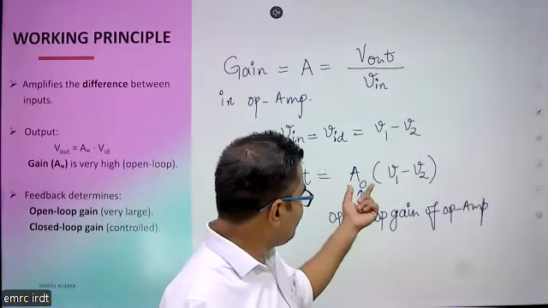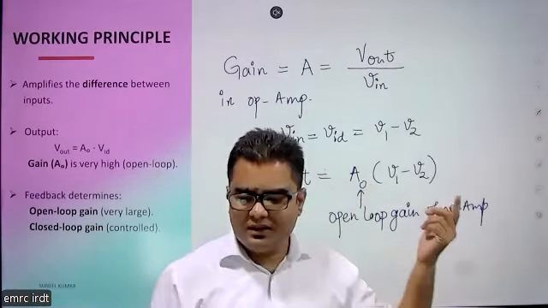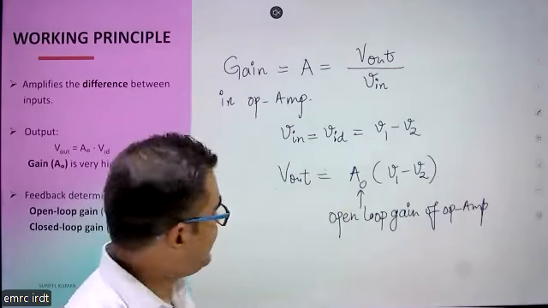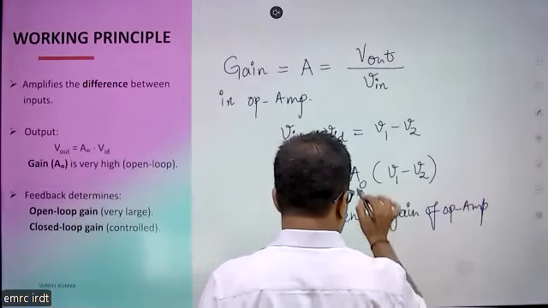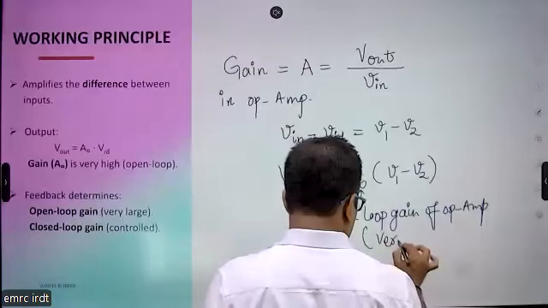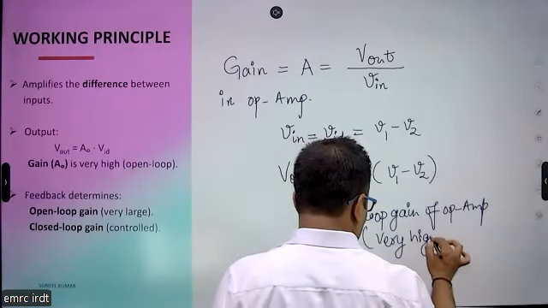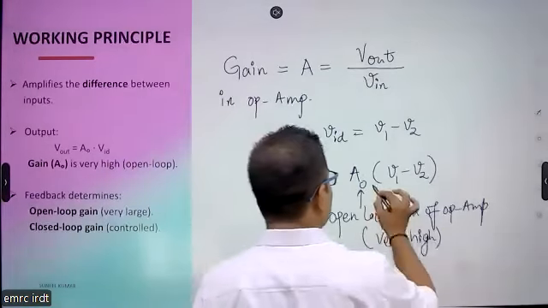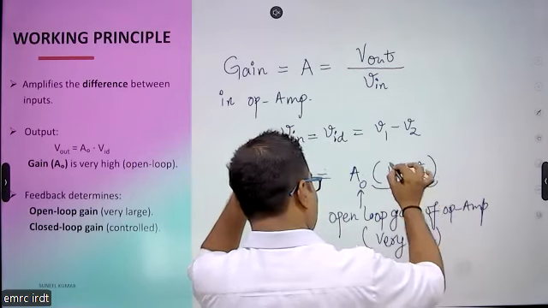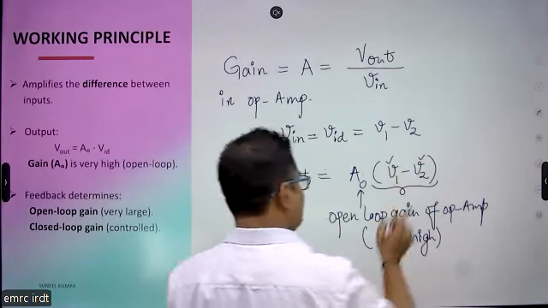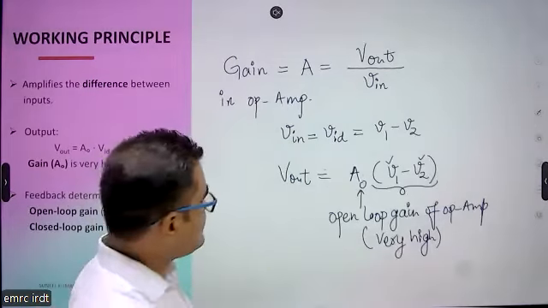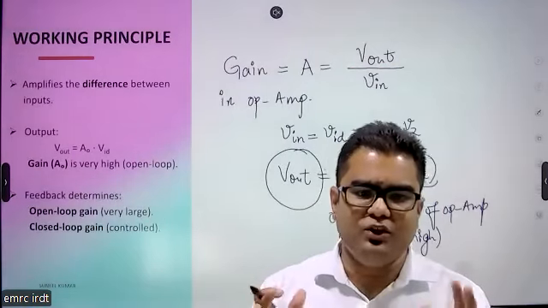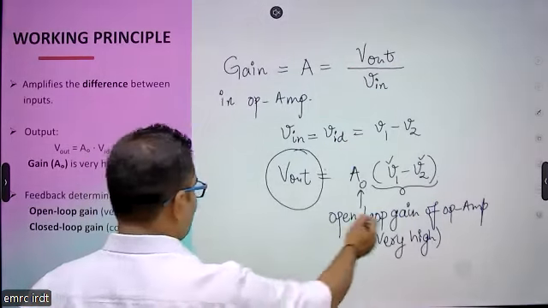So whatever gain we find here, that is A naught, is known as the open loop gain of the operational amplifier. And we remember the value of this gain is very high, and this is not a controlled gain, because as we increase V1 or V2, meaning if the difference of these two voltages increases, then this output will go to the saturation region. This output will become a fixed value. So we will discuss it. So this A naught is the open loop gain.